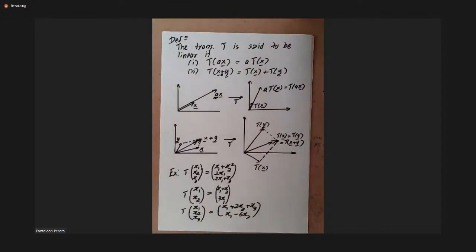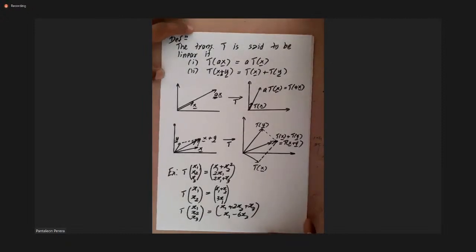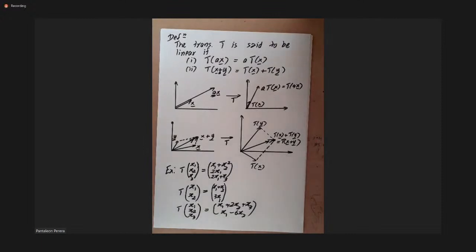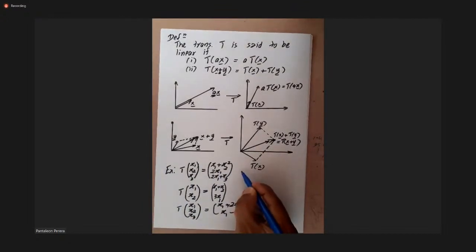Right. Now look. First, let's consider the domain, codomain and stuff like that. Now, what about the first transform, the first one? It is going from where to where?